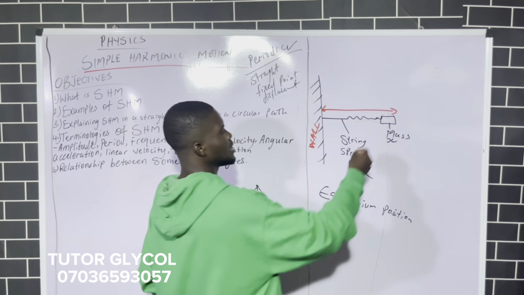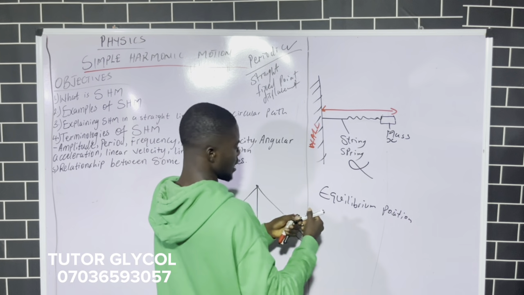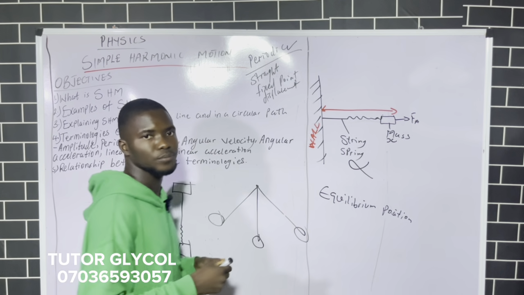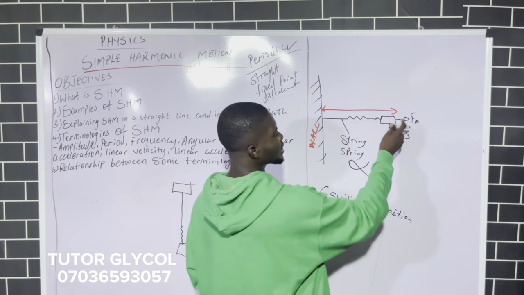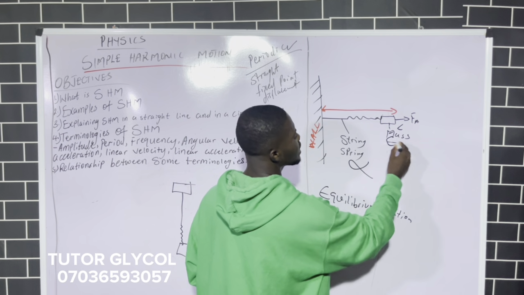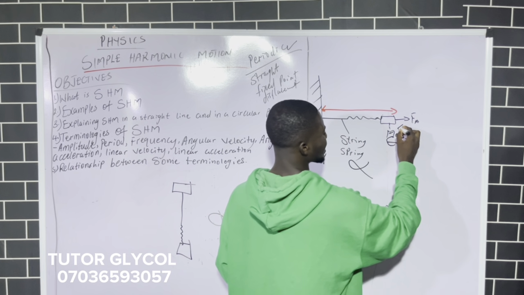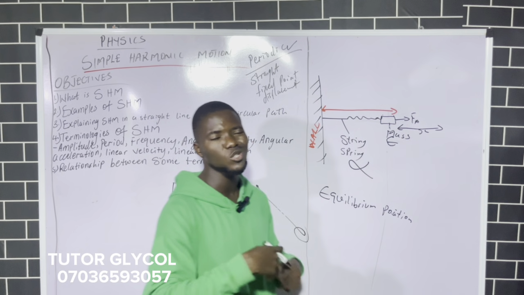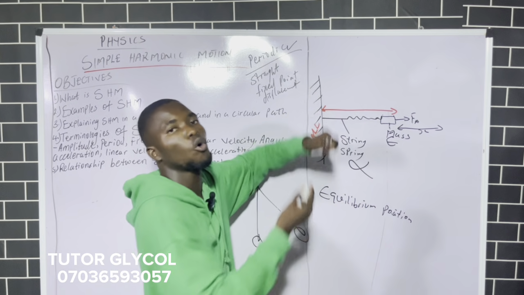If I take this spring and I pull it towards the right, I apply force Fa towards the right. What do you think will happen? You will notice that the mass will extend a particular distance from the equilibrium position. Let me call it E. Equilibrium position E. The mass will extend a particular distance. Let's call that distance X. You can call it Y, I call it X because it is horizontal. If it's something dealing with vertical, I'll call it Y.